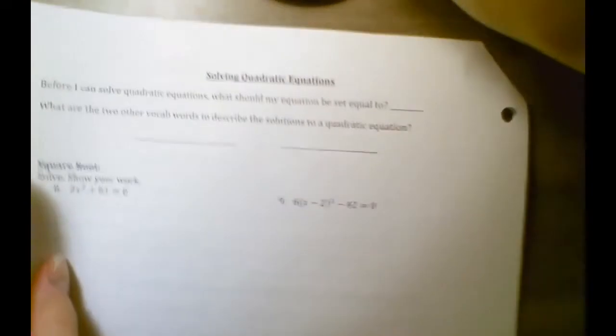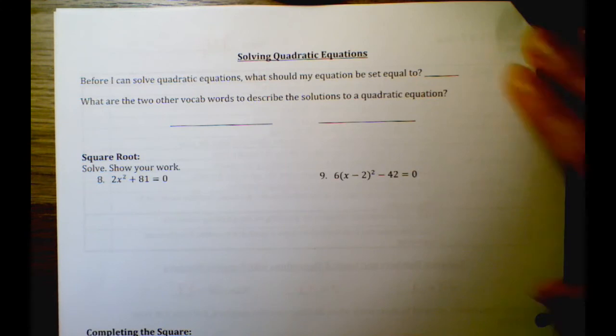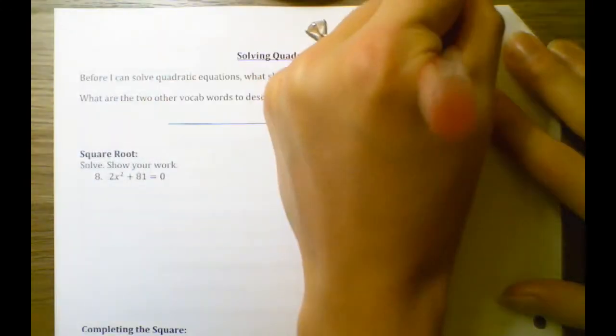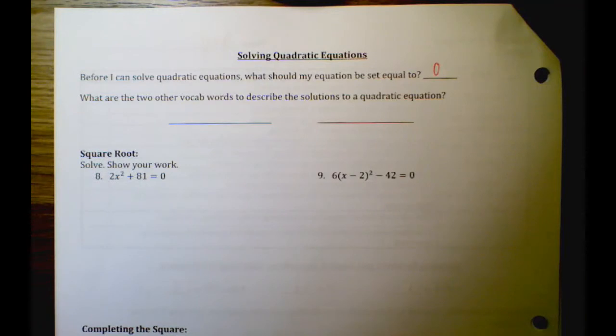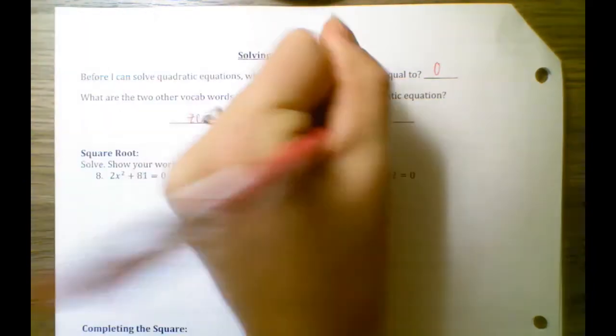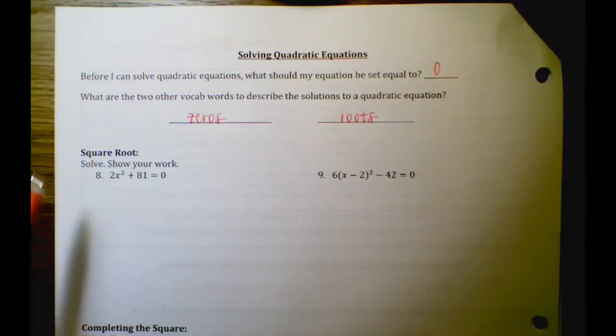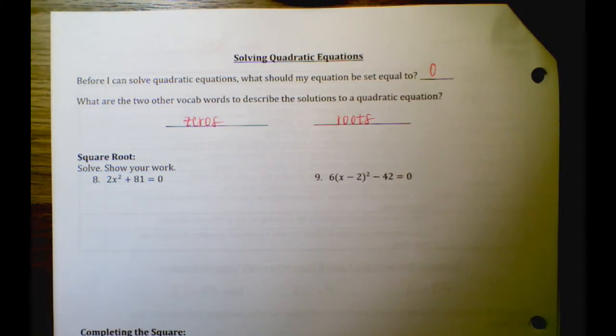Solving quadratic equations. So I'm asking you, before I can solve a quadratic equation, what should my equation be set equal to? Remember, your equation should always be set equal to 0. Okay? All right, and then it says, what are 2 other vocab words to describe the solutions to a quadratic equation? Remember, a couple other vocab words are zeros or roots. Okay, we also could use x-intercepts as well.